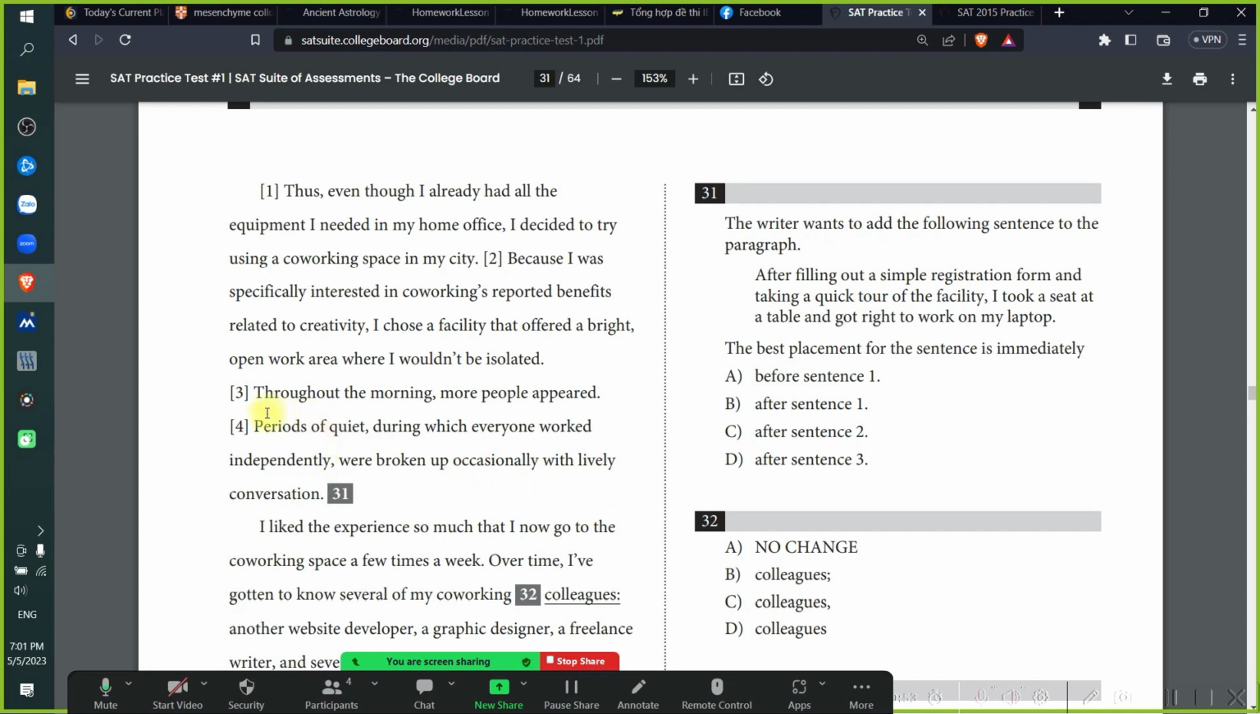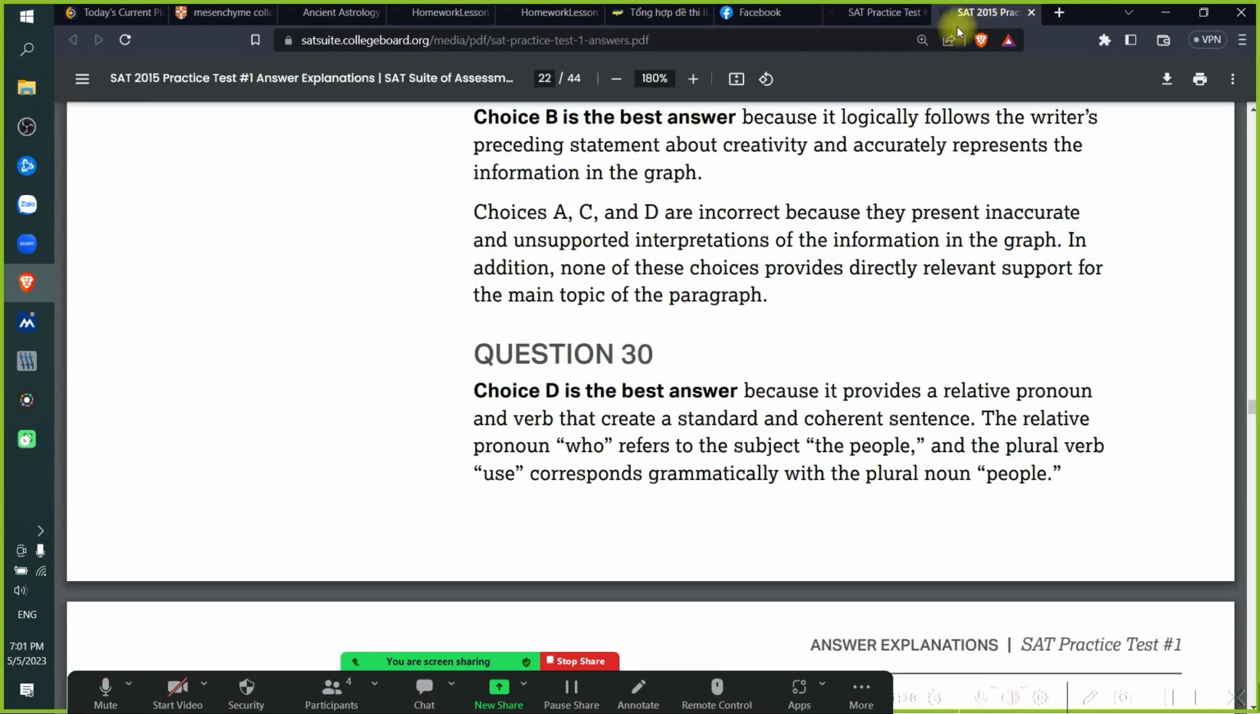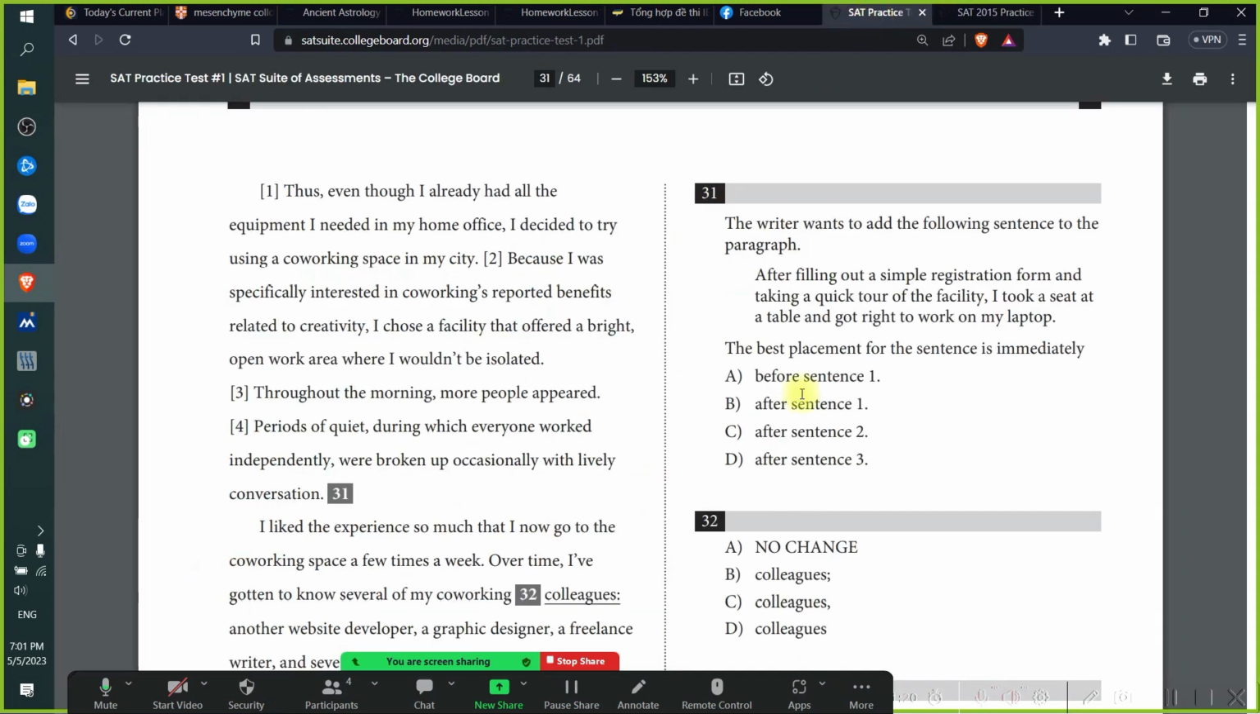So you can see that between number 2 and number 3, there seems to be a gap in meaning, right? Các bạn thấy rõ giữa câu 2, câu 3 có một cái gì đó trống đúng không mọi người? You feel between 2 and 3 there's a gap in meaning, isn't it? So it seems like, where should you put it? 31, it's C. You should put it after sentence 2. Because sentence 2 talks about I chose a place. So after that you should register, right?